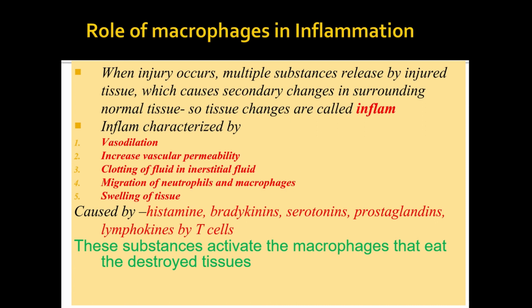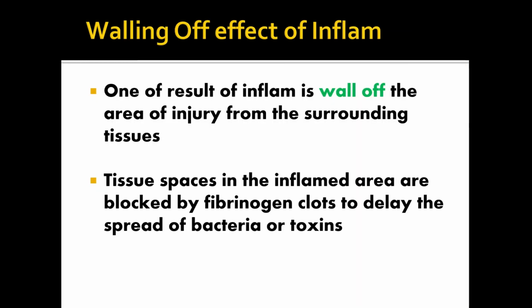These substances activate the macrophages that eat and destroy the tissues or substances outside, meaning dead cells or bacteria. Then we have the walling off effect of inflammation. One of the results of inflammation is to wall off the area of injury from surrounding tissues. Wall off means making a wall, so the tissue spaces in the inflamed area are blocked by fibrinogen clot to delay the spread of bacteria or toxins.